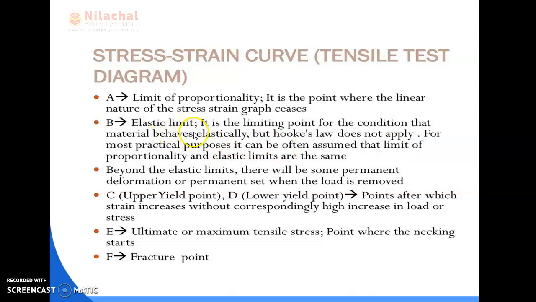B point is your elastic limit point, where there are two terms, one is elastic behavior, another is your plastic behavior. So elastic behavior is from B to A and A to origin. Beyond point B, the plastic deformation takes place. Beyond the elastic limit, there will be some permanent deformation, permanent set, when the load is removed. The C point is upper yielding point, the D point is lower yielding point. The strain increases without a corresponding increase of load or stress.